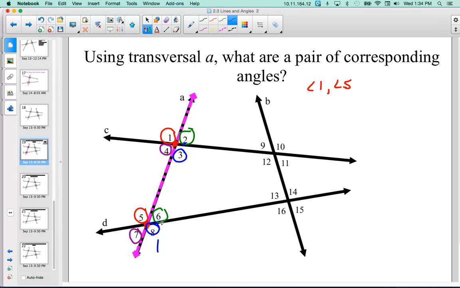Now again, I don't know anything else about the relationship between these angles and the ones over here, because I'm not focused on that. I'm only using transversal A and the 8 angles that are made from that transversal. In this question, I'm not worrying about these other numbers. So that's really key here. You've got to pinpoint the intersections that are relevant with the transversal that's given.